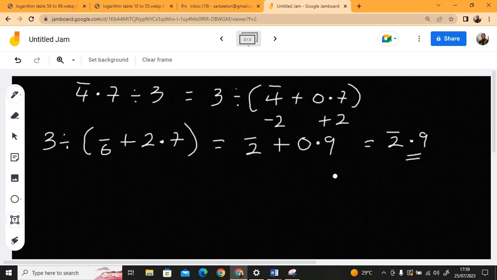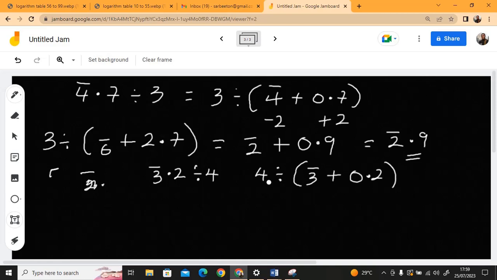So let's check another one under this particular one. Let's assume you have another one again. Let's say you have bar 3.2 divided by 4. So what are you going to do? The same thing here, 4 divided by, so you open a bracket, this is going to be what? Bar 3, right? Plus 0.2. So what are you going to do here?